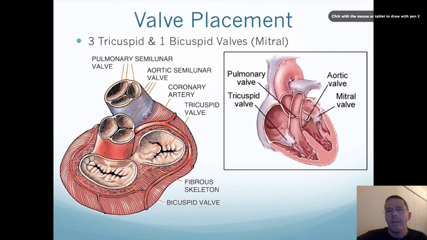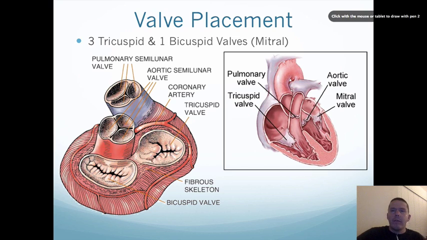Now you have 4 valves in your heart. The 4 valves that you have in your heart, there's 3 different tricuspid valves and 1 bicuspid valve. They're referred to commonly as other things. Some people refer to them as atrioventricular valves. Some people refer to them as semilunar valves. I've seen textbooks that do it both ways. I've also seen professors that refer to it both ways. You're going to have to learn how the particular professor or where you work refers to them, but I just refer to them by their name.